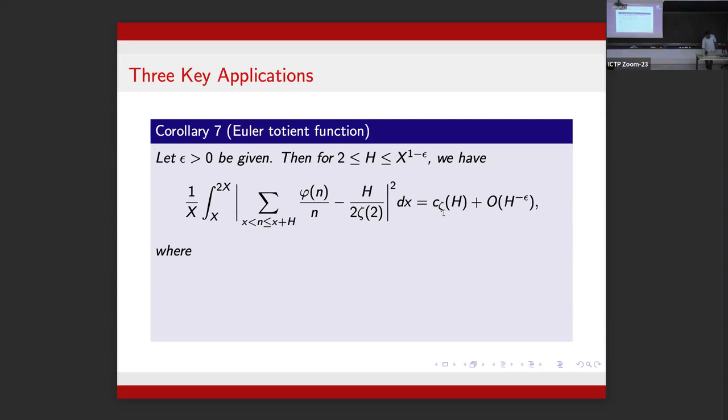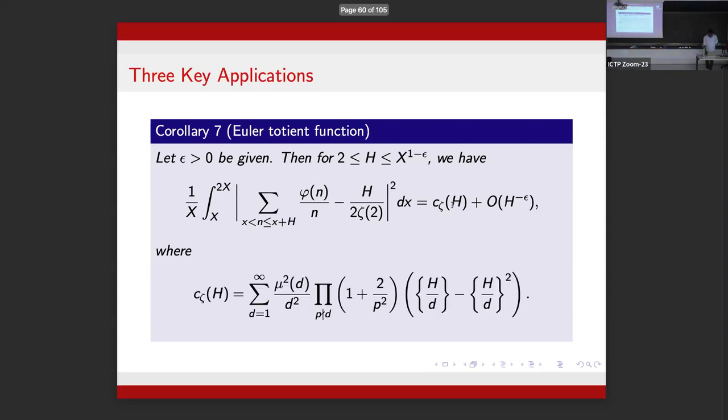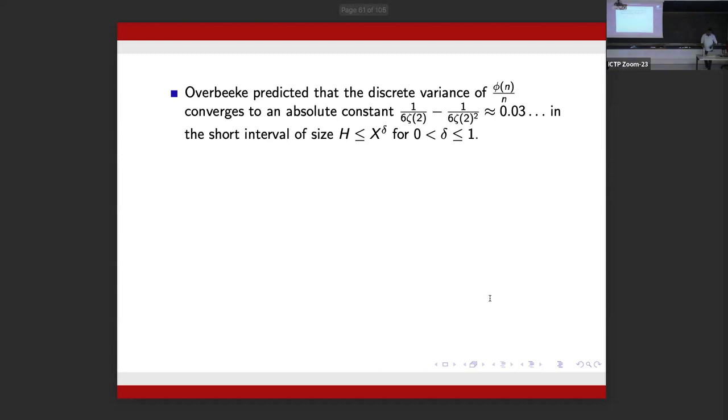And we have some constant c_zeta(h), which depends on h, plus some error terms. The constant is a bit complicated, but the point is that it depends upon the fractional parts of h/d and h/d squared. So it depends on h here. But it was Ovebeck who predicted that this constant converges uniformly to 2/(6 zeta(2)) minus 2/(6 zeta(2)) squared, which is about 0.03. This type of constant actually happens in the function field setting.